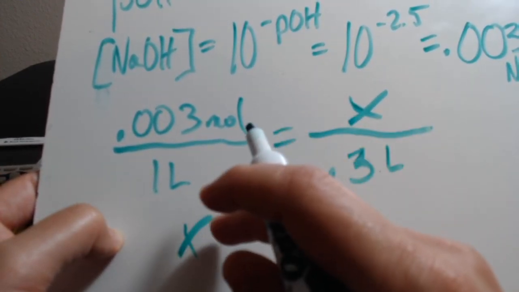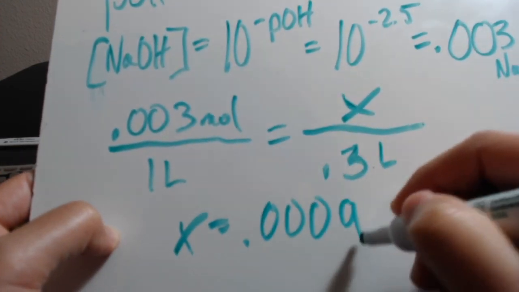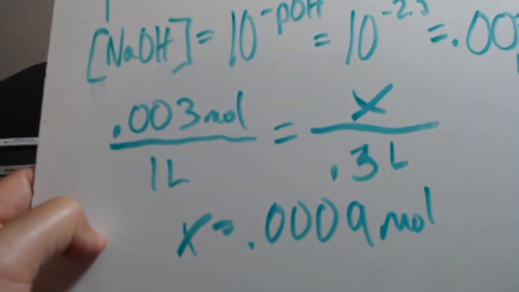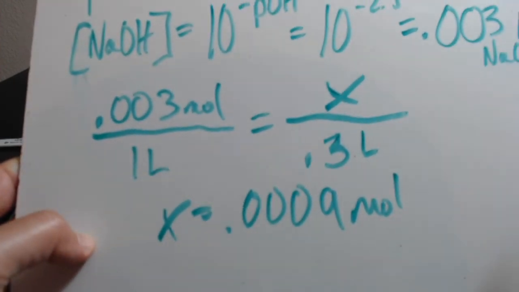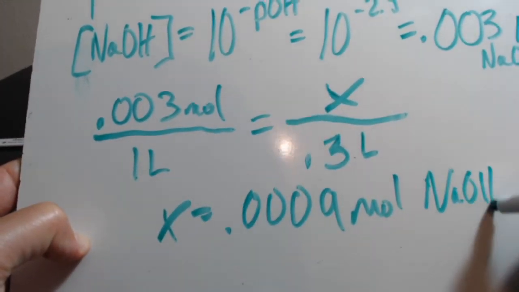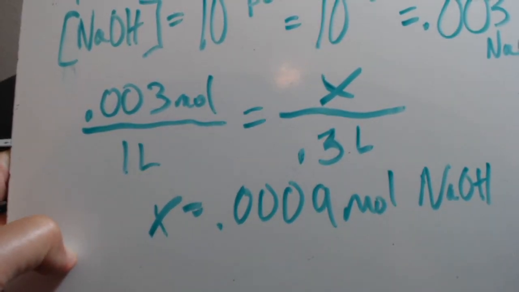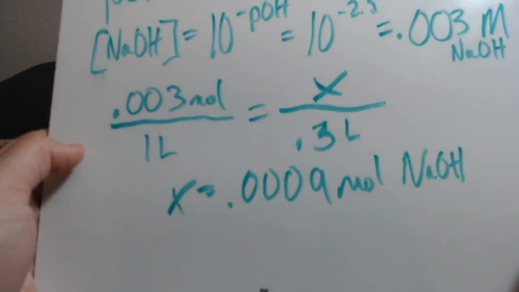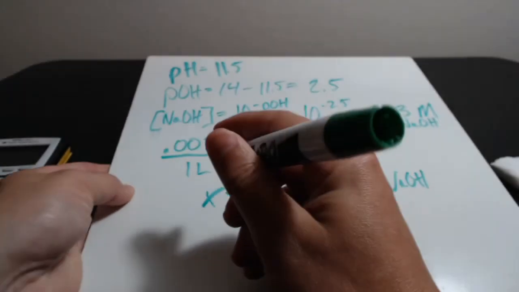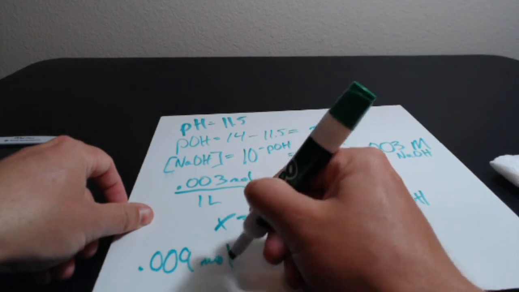So we get 1x is equal to 0.0009. Not very many moles. And you're thinking, yay, we got it. That's the moles of NaOH. We're done. Oh no, oh no. Because the question says, what is the mass? So we now have to take these moles and, that's right, train tracks, convert it to grams. So 0.0009 moles NaOH.